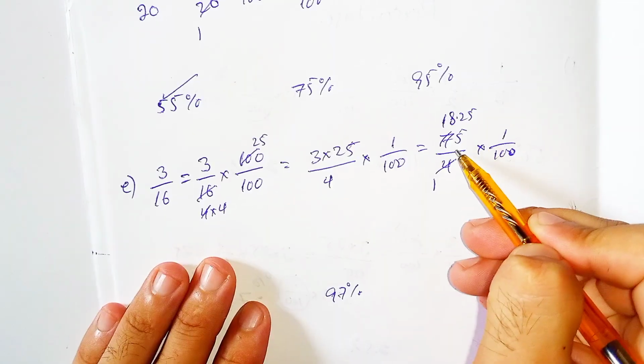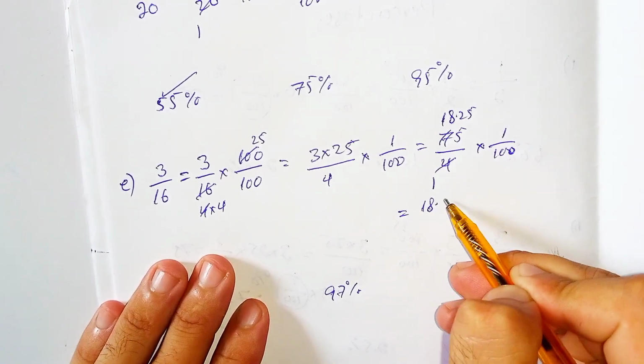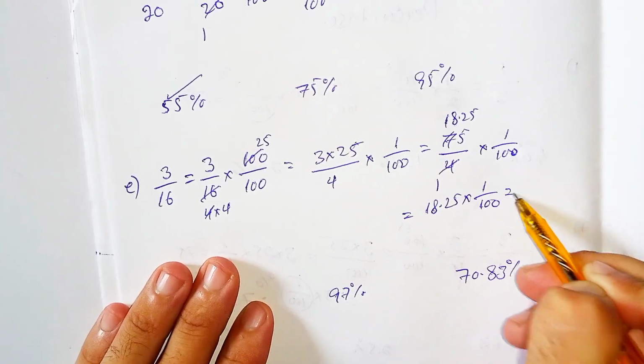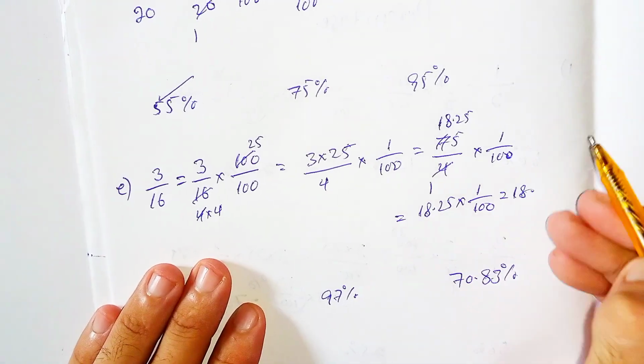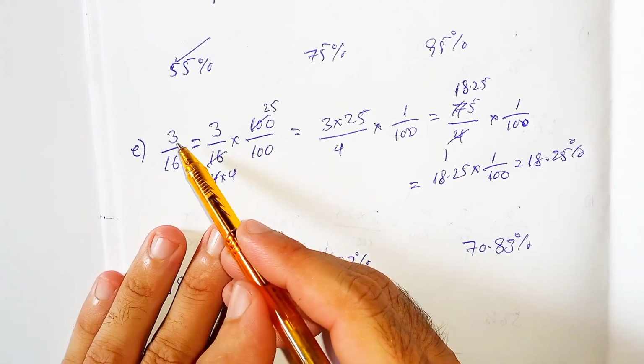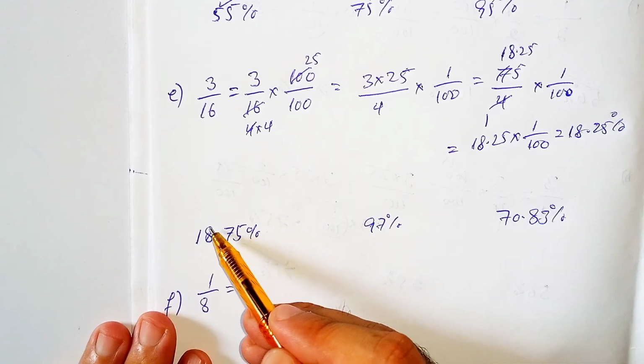Right, so 75 divided by 4 is 18.75, multiplied by 1 over 100, which is equal to 18.75%. So the correct answer for 3 over 16 is 18.75%.